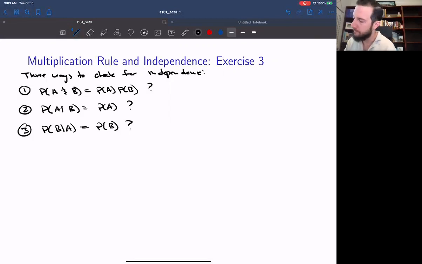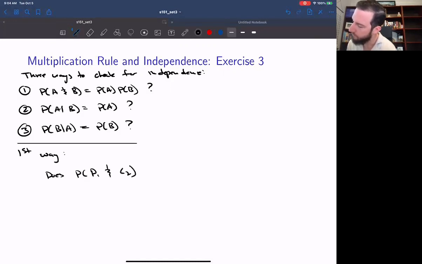Since we are working with a contingency table, we have marginal and joint probabilities directly available to us. So the logical formula to use here would be the first one. So we're going to start with the first way. Does P of P1 and C2 equal the probability of P1 times the probability of C2?